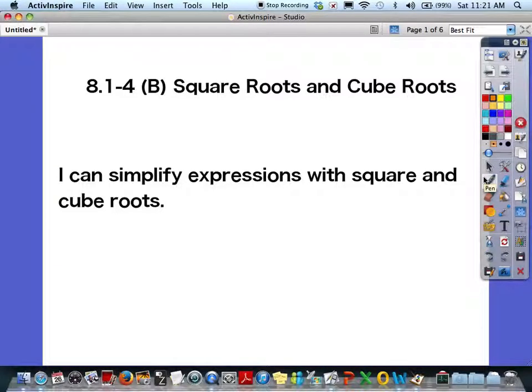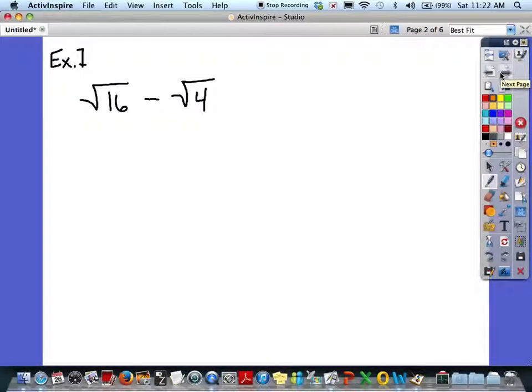Square roots and cube roots, video B. I can simplify expressions with square and cube roots. So remember, an expression is something that expresses a number or a value, and it doesn't have an equal sign. So here we go. This is an expression because it doesn't have an equal sign.